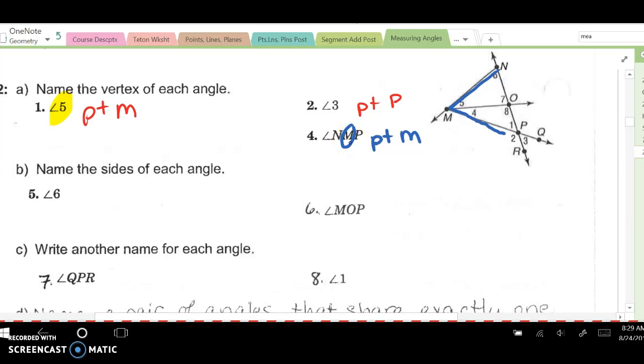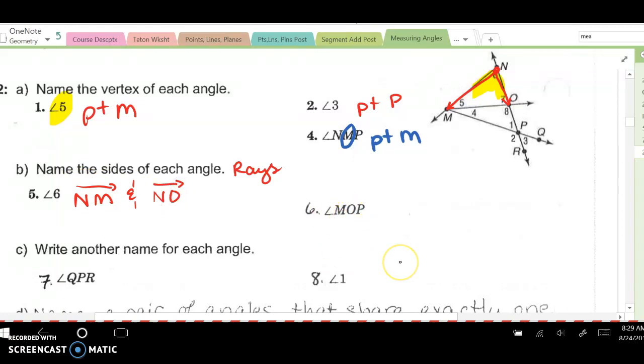Name the sides of each angle. Now we know we are looking for rays. Sides of an angle are rays. So we're looking for angle 6. Oops. Angle 6 is here. And the sides of that are this ray and this ray. So you have to start with the vertex when you name that ray. Remember, order matters. You have to start with the endpoint. So NM would be one side and NO would be the other.